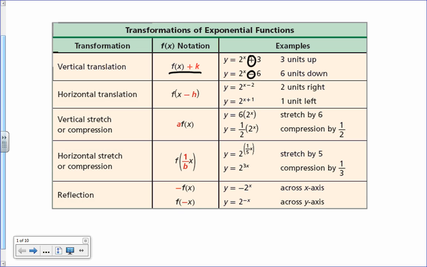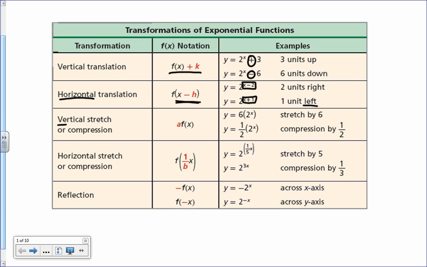Now the second one, the horizontal translation, is inside the parentheses. And remember, inside's insane, so think opposite. For instance, on this one, you're not going to see any parentheses with exponentials. Inside would be up in the exponent. That one you see x minus 2, so it goes 2 units right. This one you see x plus 1, that means it goes 1 unit left. Okay, so in the exponent, that's inside, that's horizontal, you think opposite.